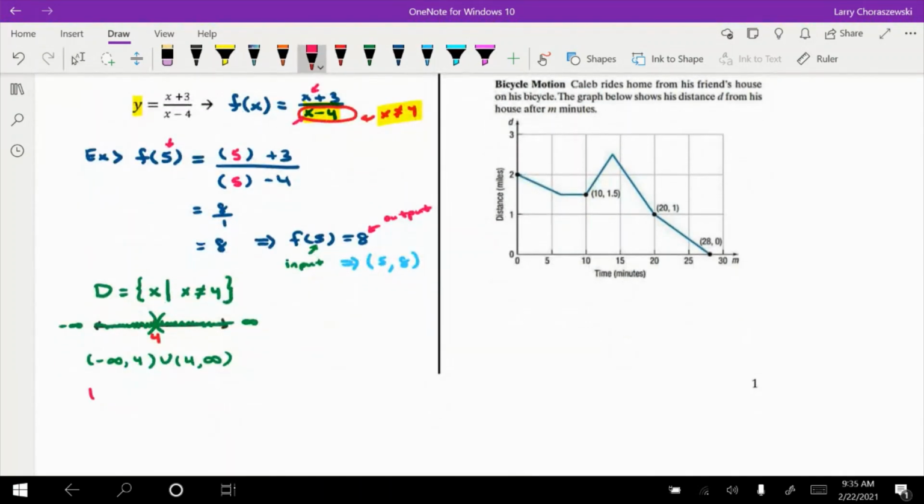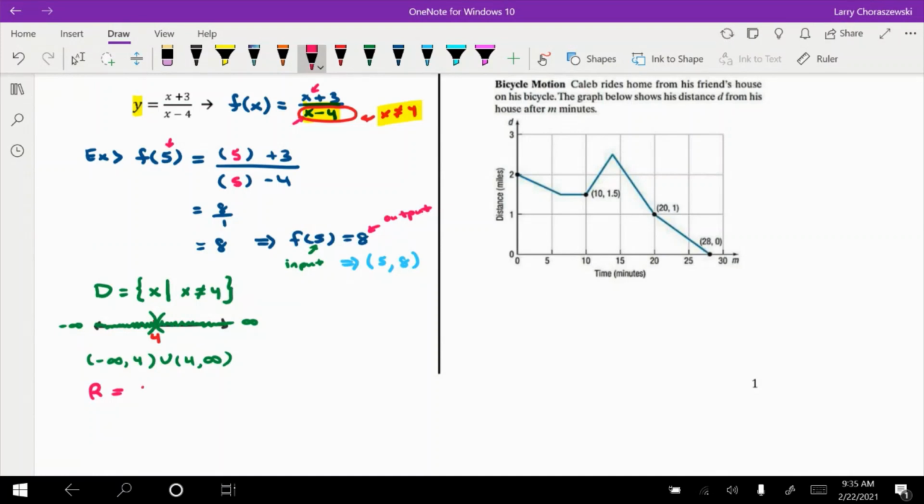As for the range, the easiest way to do the range is to actually look at the graph of this function. And we won't do it for this function because I have to hold off until we get to section 3.2. That's a skill that we will mainly focus on in section 3.2, finding the range of functions based on their graph.